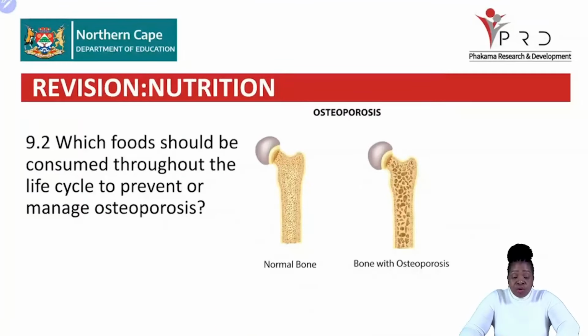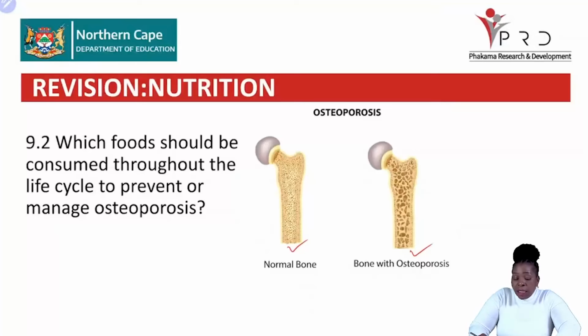Again, still on nutrition, we want to answer 9.2, which reads, which food should be consumed throughout the life cycle to prevent or manage osteoporosis? Right. So I want you to answer 9.2. But before we do that, we have got two pictures there. This one shows a normal bone, and then this one shows a bone with osteoporosis.